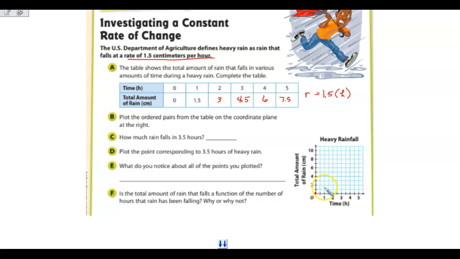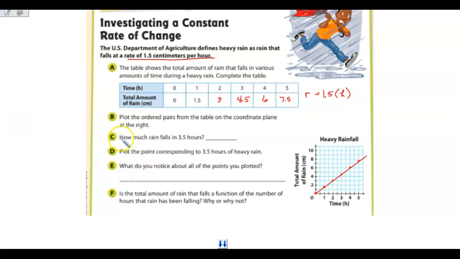and then 1, 1.5, 2 at 3, 3 at 4.5, 4 at 6, and 5 at 7.5. And if I were to draw a line through this graph, I see that all the points sit on a straight line, so I know it's linear.